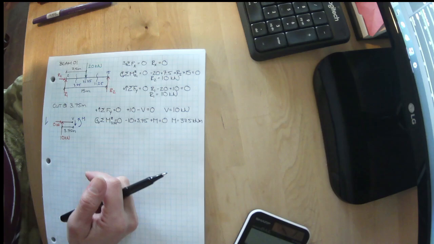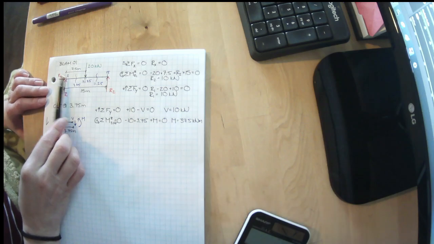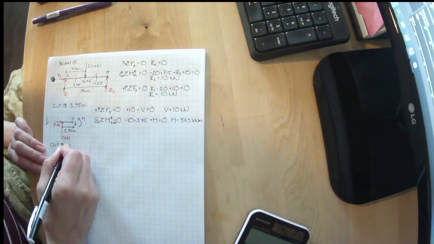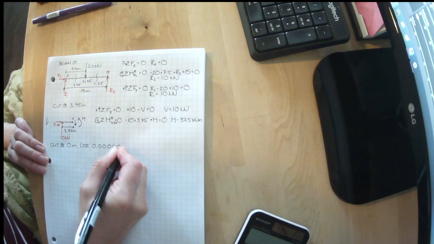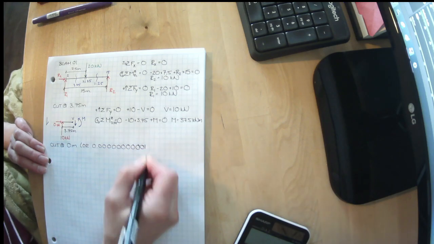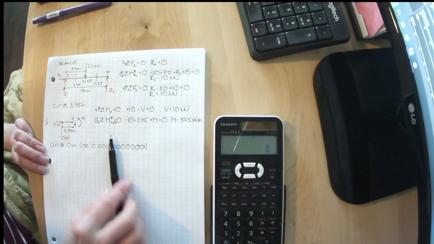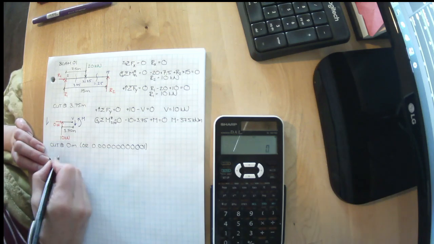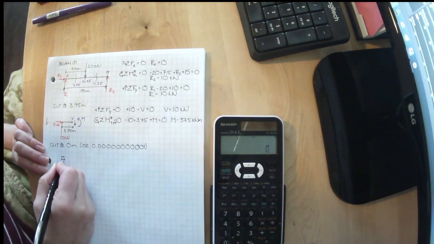Let's try doing another cut. I already told you where we were doing all the cuts. I'm going to make this cut right here, just after the reaction. So let's cut at 0.00000000001, or more zeros, however you want to think about it. But so much so that I'm making it so small that I would only ever put it in my calculator as 0. So I'm making a cut just this side of my reaction. So I'm going to draw a little distance there, but I'm going to denote that distance as 0.